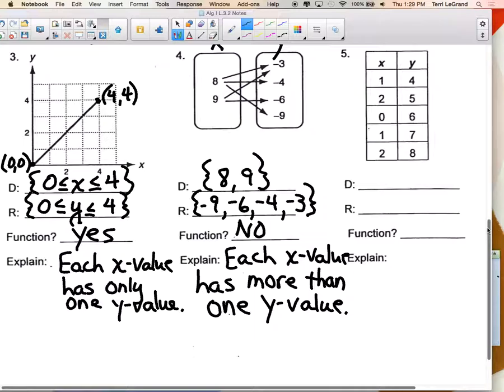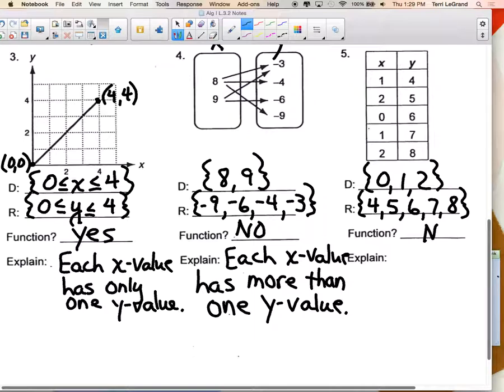Okay, what's the domain of number 5? 0, 1, 2. Do we need to repeat the 1? No, don't. Range? 4, 5, 6, 7, 8. Can we any longer see the relationship between the x's and the y's once they're written as domain and range? If that table wasn't there and all they gave us was the domain and range, would we be able to write the ordered pairs? No, we can't.